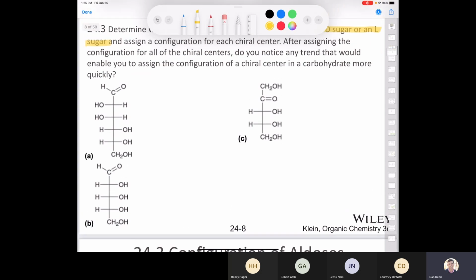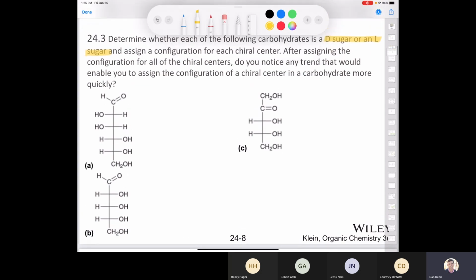Could anybody tell me about A? Would this be a D or L sugar? And it's not me trying to trick you or pull a fast one on you. Yeah, thanks, Gilbert. It's a D sugar. Absolutely. You're 100% correct.